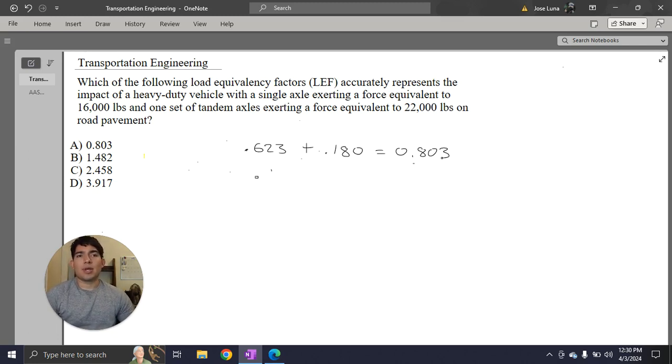So if you ever see a problem like that on the FE exam, as you can see, it's pretty straightforward. It's basically just knowing where to look in the manual and what information to use. There's a lot of problems on the FE exam that come down to that, so make sure you really learn your way around the manual.